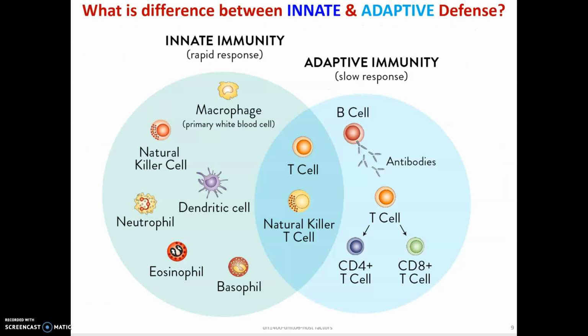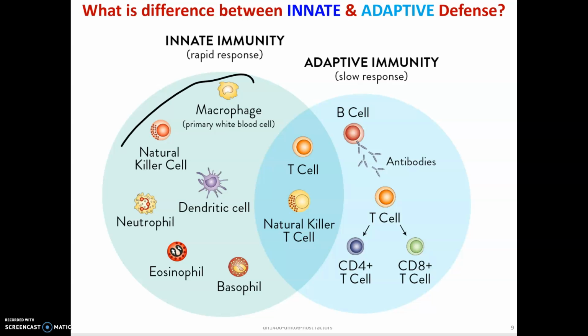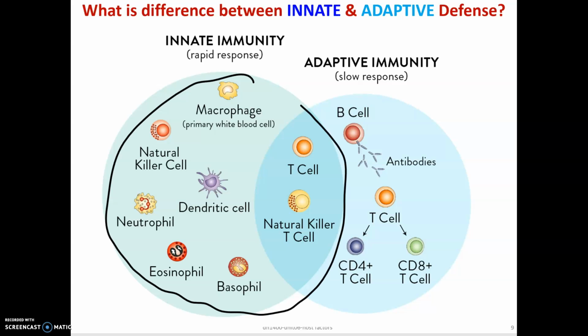Okay, now another difference between innate and adaptive defense is the type of cells that participate. In our innate immune response, you can see it in this pale greenish color. This circle right here is going to be the cells that are involved in our innate immune response. So we've got macrophages, natural killer cells, dendritic cells, neutrophils, eosinophils, basophils. We also have T cells and natural killer T cells.